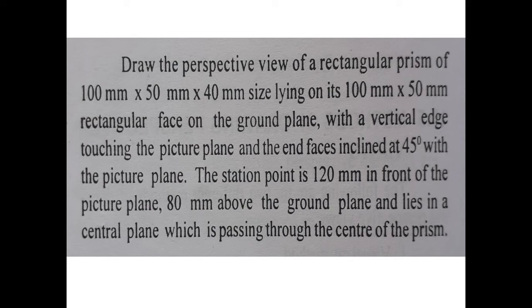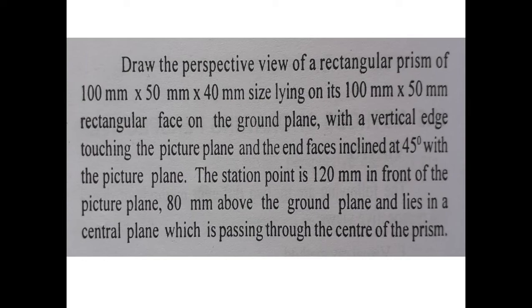Now, it is given that the station point is 120 mm in front of the picture plane and 80 mm above the ground plane. The 120 mm in front of the picture plane is for the top view, and the 80 mm above the ground plane is for the front view. That is, while marking the station point, you have to take 120 mm in front of the picture plane for marking the top view of the station point, and 80 mm above the ground plane for marking the front view of the station point. So this is the observation.